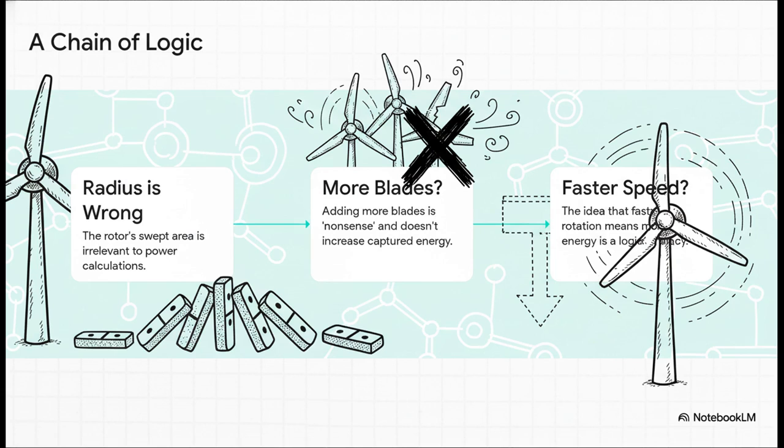And here's the domino effect, right? If you buy into step one, that only the blade's surface area matters, then adding more blades, as the source calls it, is just nonsense. It doesn't really increase the total force. And from there, the idea that spinning the blades faster captures more wind doesn't make sense in this model either. The blade is supposedly already dealing with all the air pressure it can.